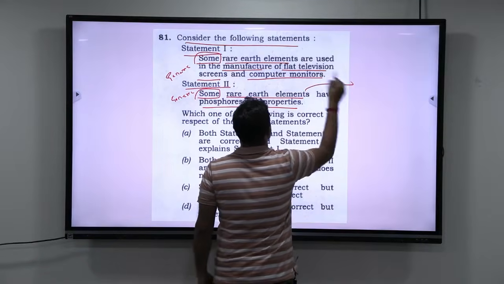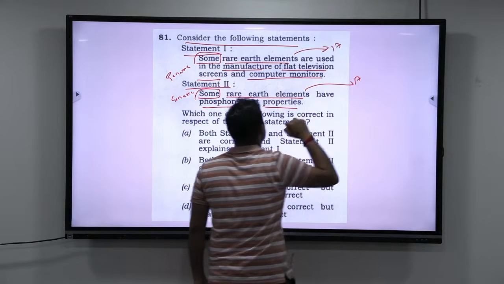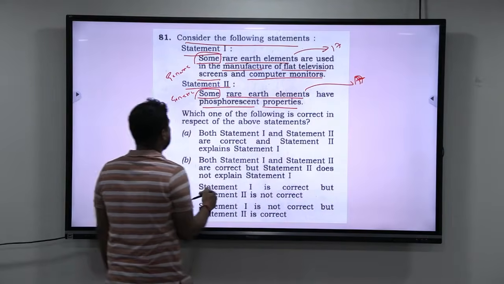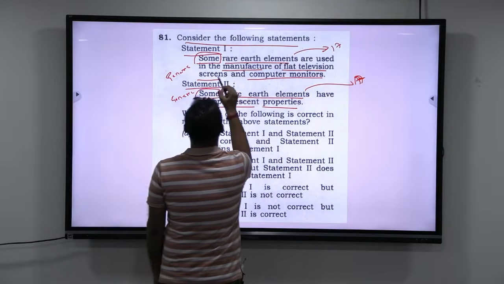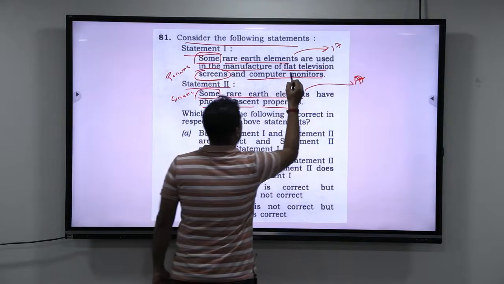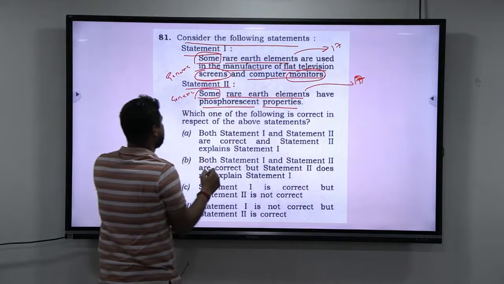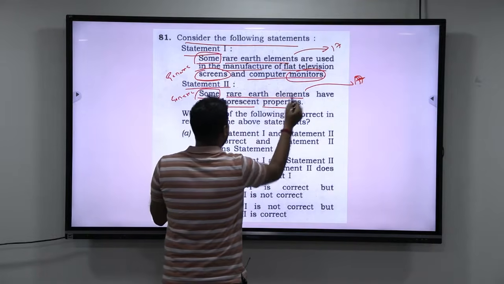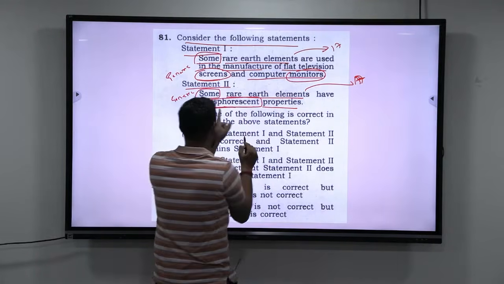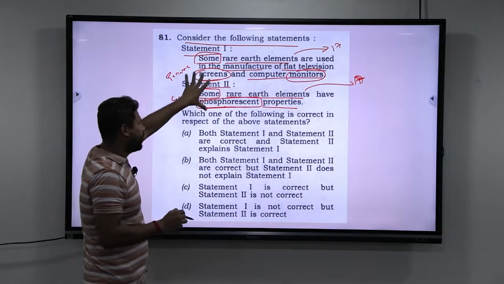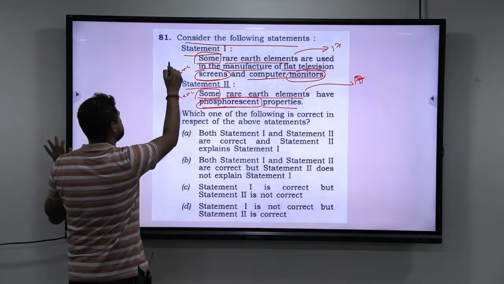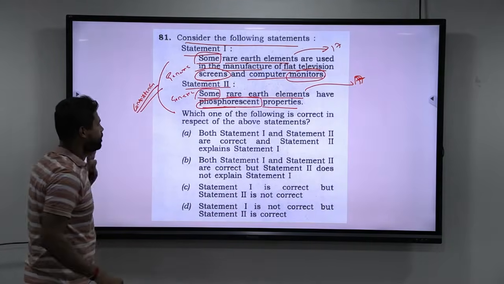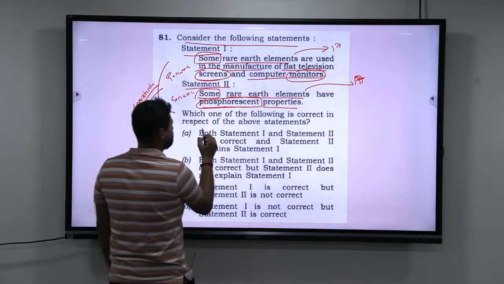Now, when they say rare earth elements, there are 17 rare earth elements. So, out of those 17, there will be some that can be used in the manufacture of television screens. And if you are using them to manufacture television screens and monitors, the screens and monitors have light, and that light is what allows us to look at it. Now, if it is having light, then obviously those rare earth elements will have some amount of phosphorescent properties. Look at this. Only by understanding with common sense, you understand that both these are consistent, and it applies with our principle of consistency.